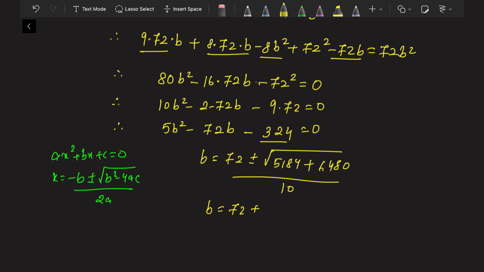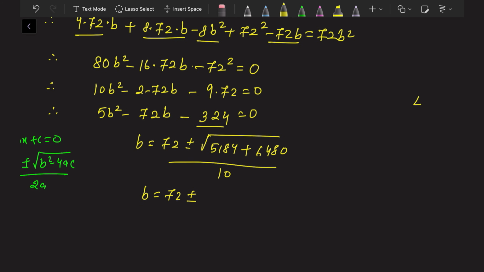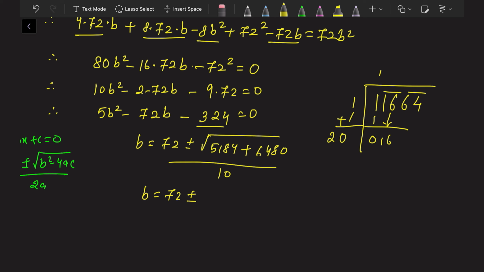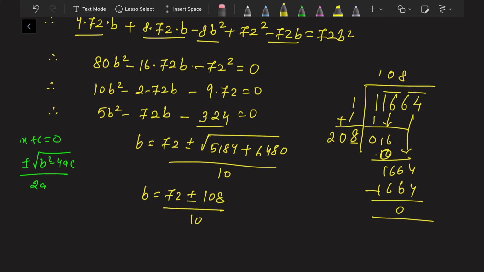So b is equal to 72 plus and minus. Now this thing over here results in 11664. Let us find the square root. 1 into 1 is 1. We have 16 down here. 1 plus 1 is 2. 16 will not come, so 20 into 20 I have to do. Nothing will come. 64 has come down, so something that makes this, is it 8? Yes, 8 into 8 is 64. So the answer of this square root is 108, and in the denominator we'll have 10.